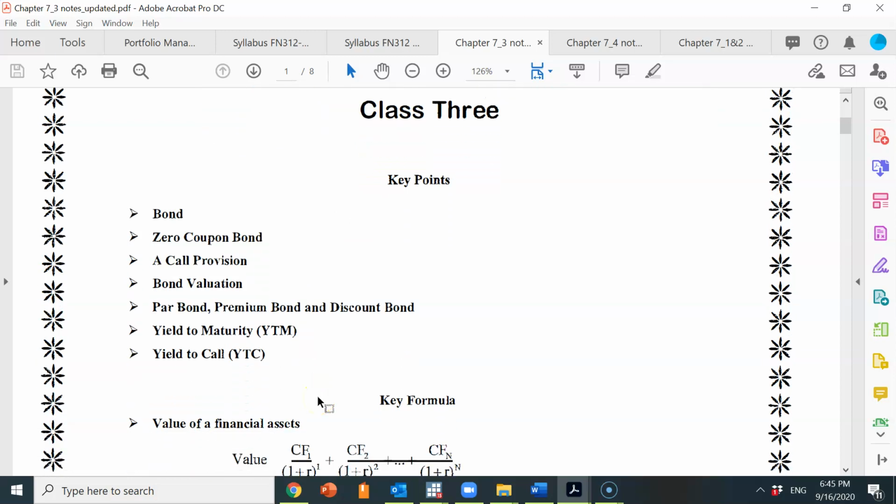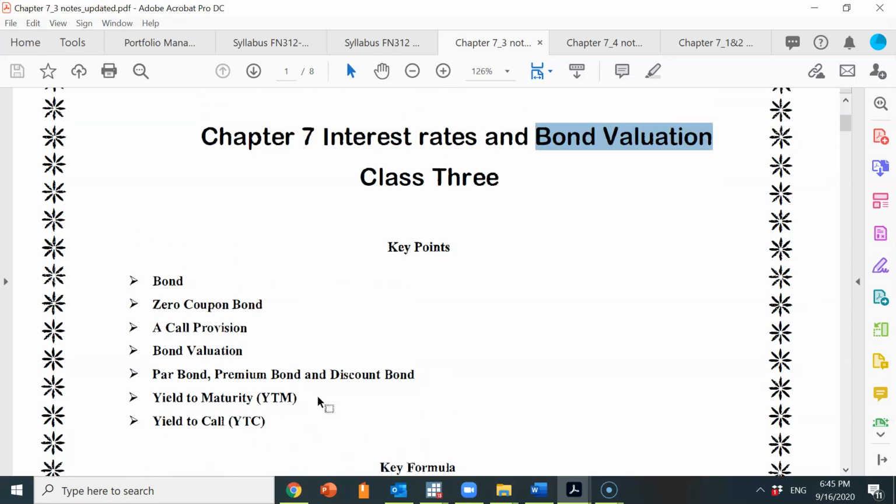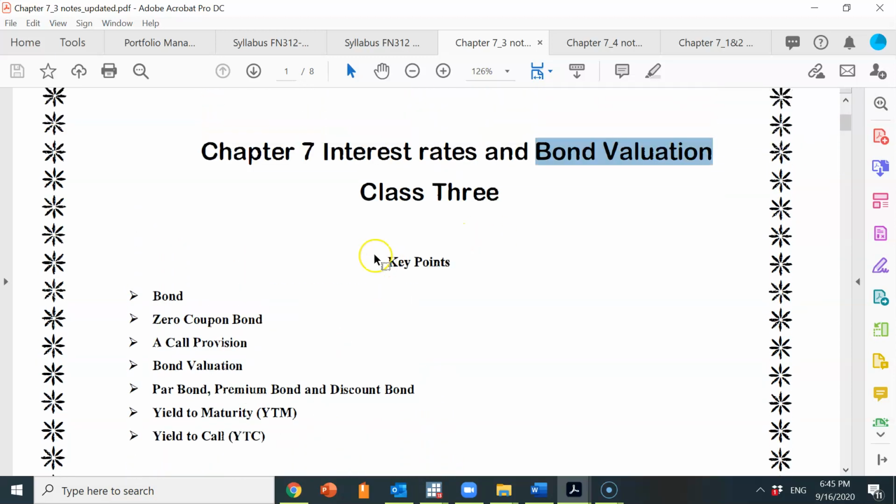We'll learn a lot of new concepts in this video about bond and bond valuation. Some of the key concepts are bond, zero coupon bond, a call provision for the bond, and bond valuation. And we're gonna price a bond for par bond, premium bond, and discount bond, 3 different types of bond. We will also calculate yield to maturity or yield to call for a bond.